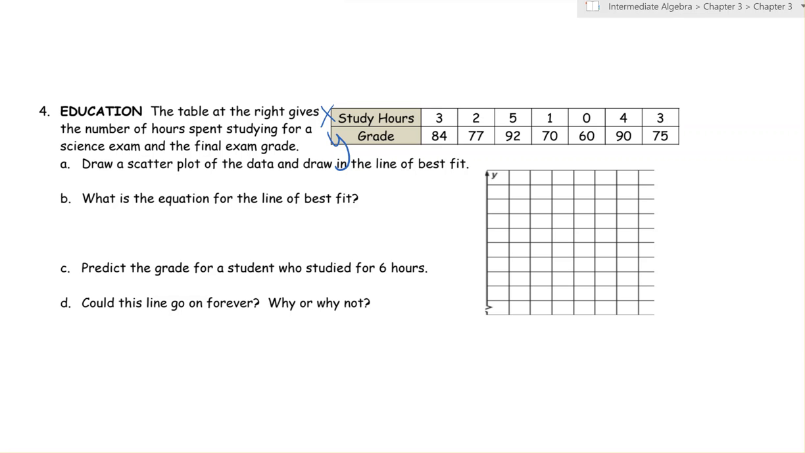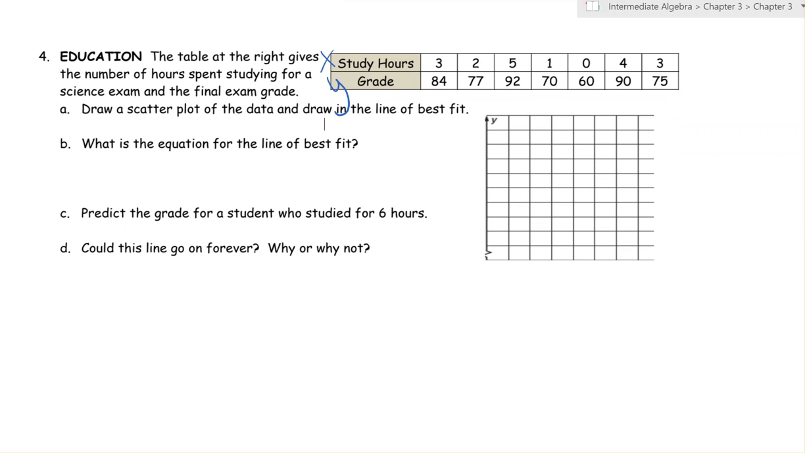I want to take just a couple of minutes and talk about number 4 from the worksheet and review a scatter plot one more time. Number 4 talks about education, and it states the table at the right gives the number of hours spent studying for a science exam and the final exam grade. And you can see the data right here.